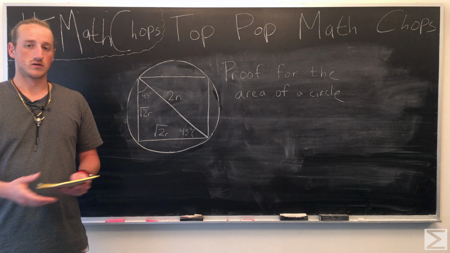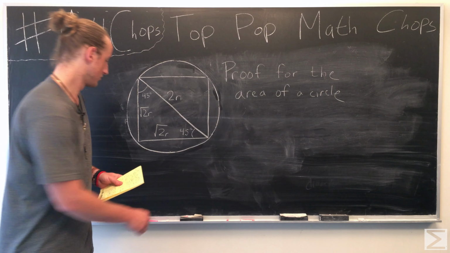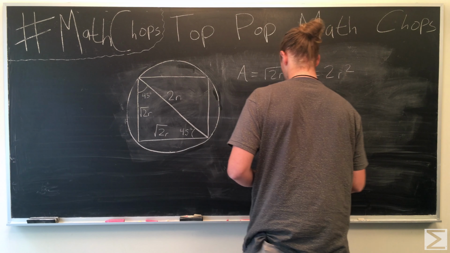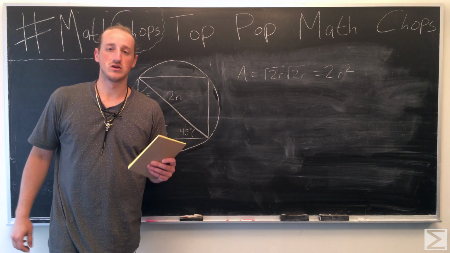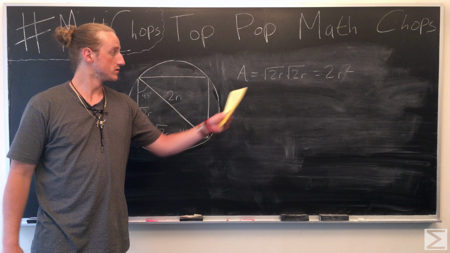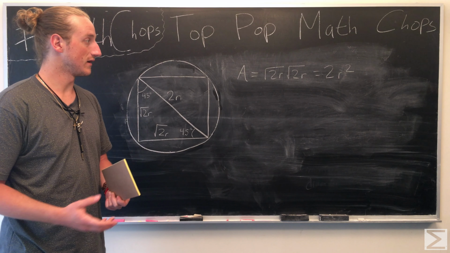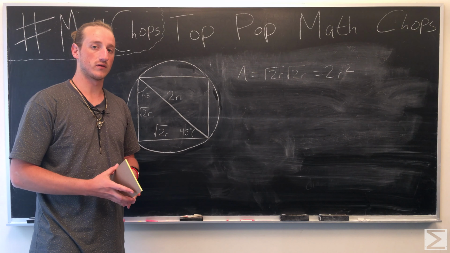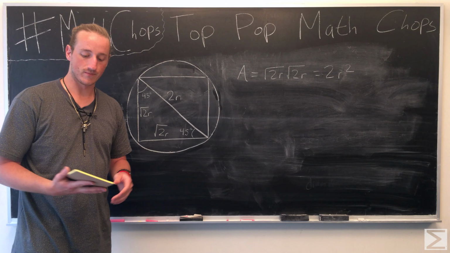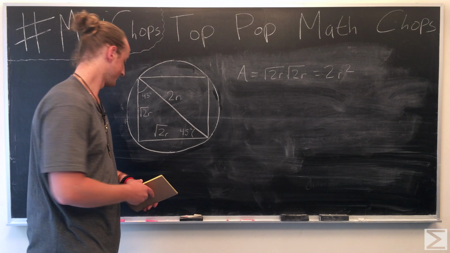So as we know, the area of a square is a side squared. So this approximation gives us that the area of the square within the circle is 2r squared, which we know is less than the actual area of the area inside of a circle. So next we're going to approximate the new area with a hexagon.